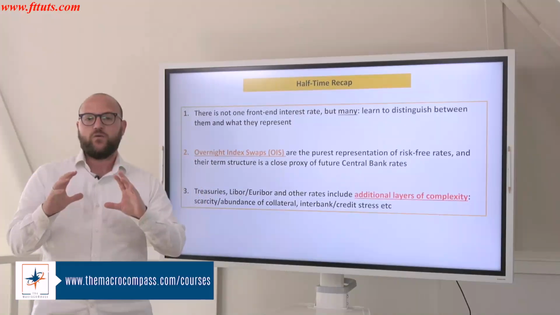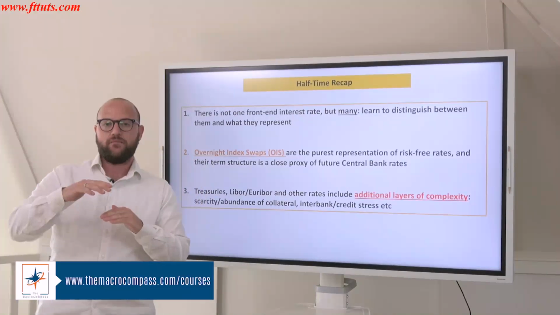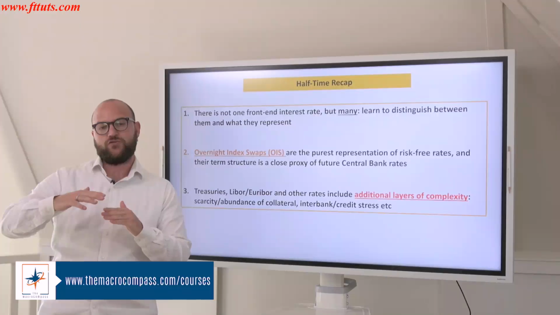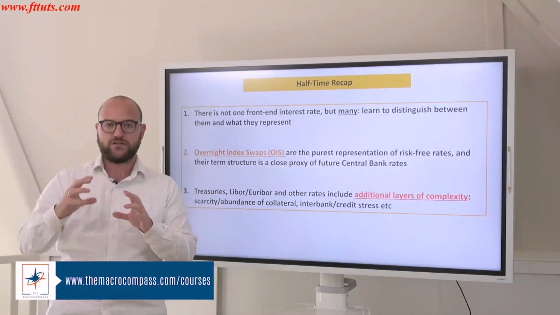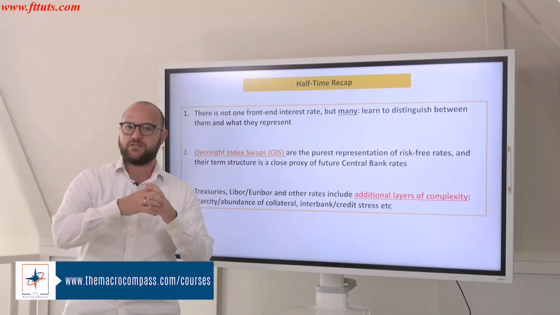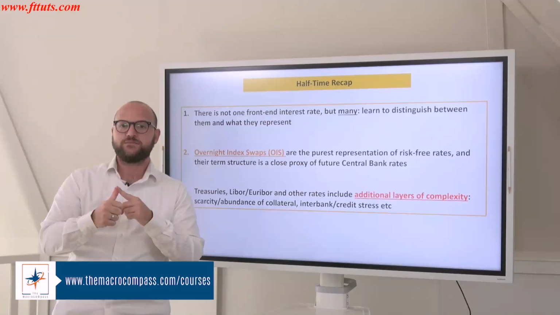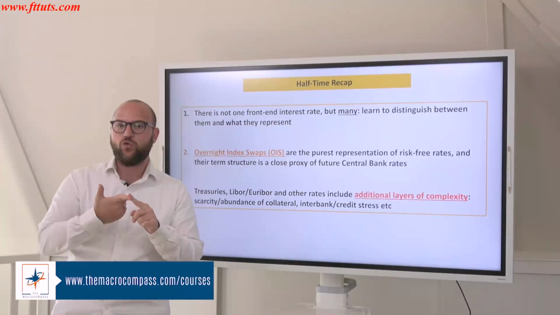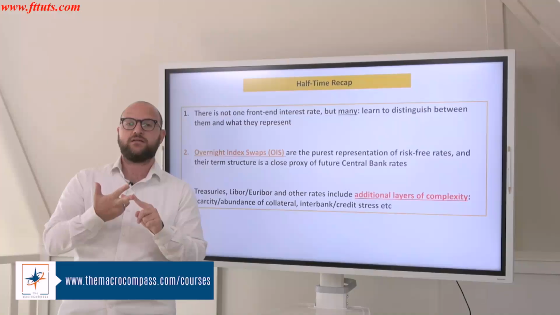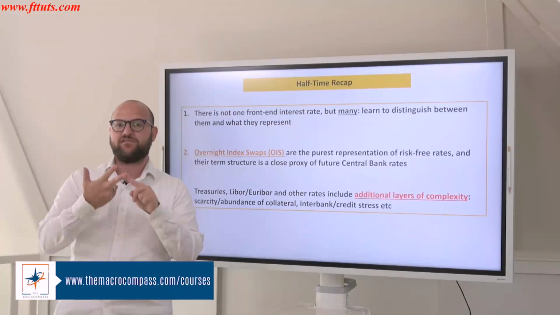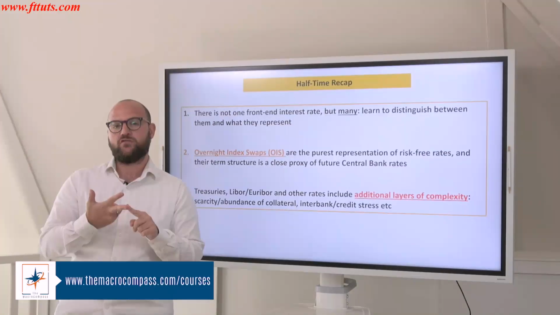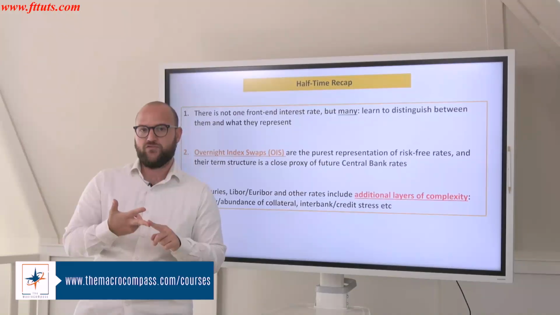So, we have seen that there are basically two layers of the front-end instruments. There is a bunch of risk-free instruments. Those are repo rates, those are the OIS, overnight index swap rate, and AAA safe treasury bond deals or German government bond deals when it comes to Europe, for example.